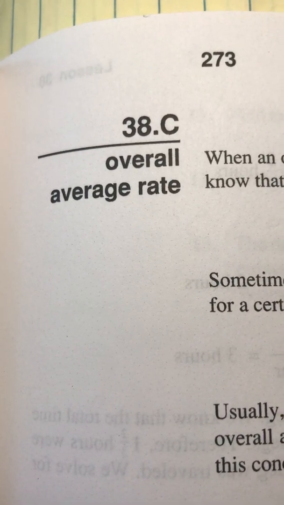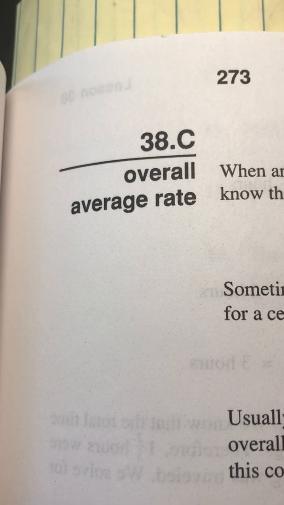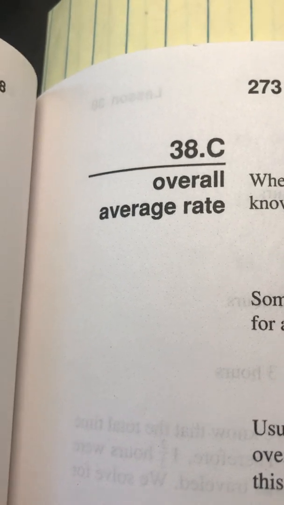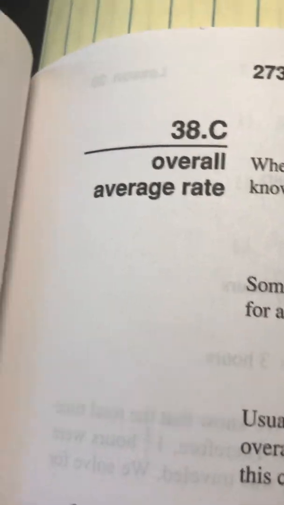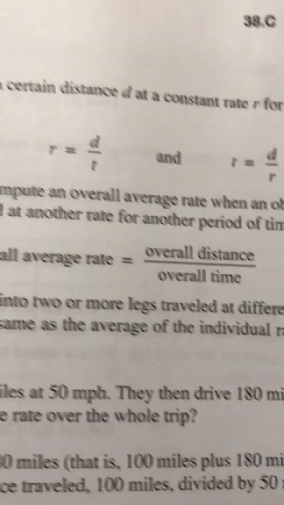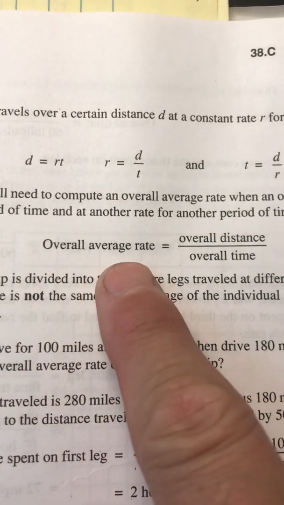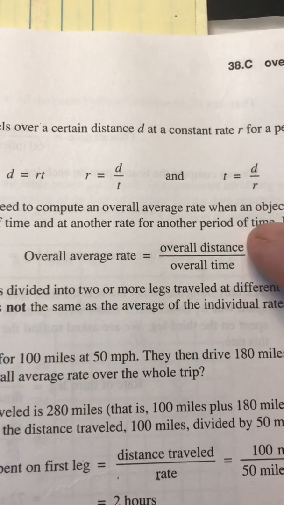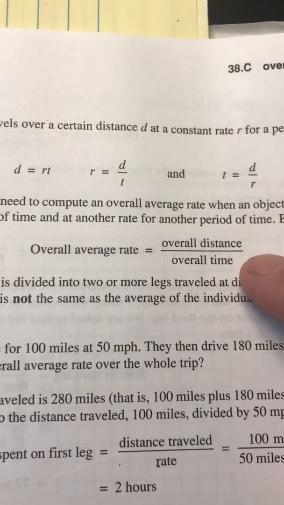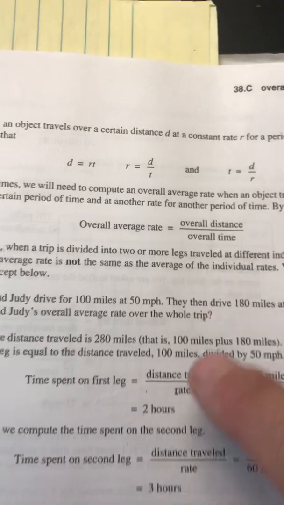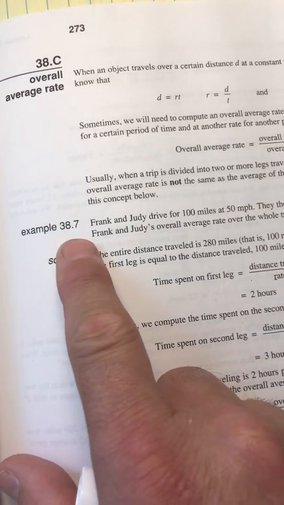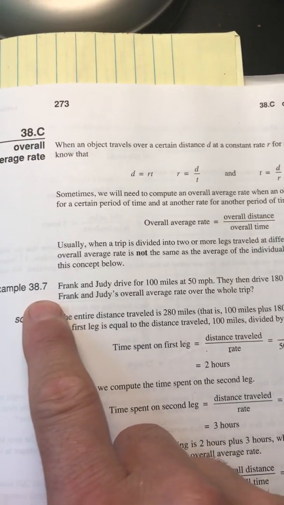Okay, gentlemen, overall average rate. These can be difficult, but not too bad, okay? Here is the equation. Overall average rate equals the overall distance divided by the overall time, okay? So let's go to example 38.7 on page 273.